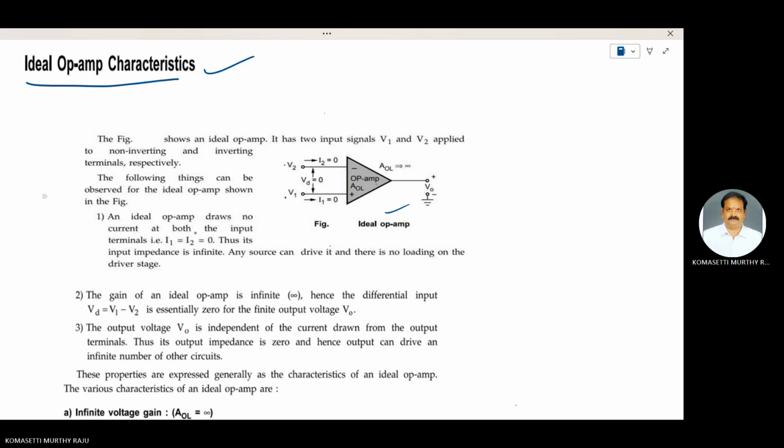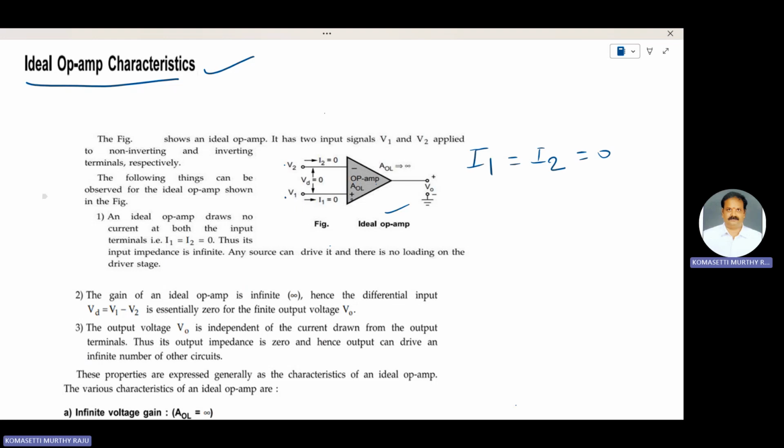First one, an ideal op-amp draws no current at both the input terminals. In the ideal case, these currents are nothing but the base currents of the transistors, which are used to construct the differential amplifier. The differential amplifier is the first stage of the operational amplifier. That means in the ideal case, I1 is equal to I2 is equal to 0.